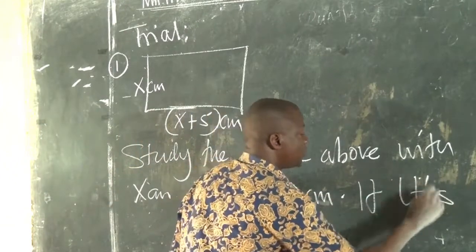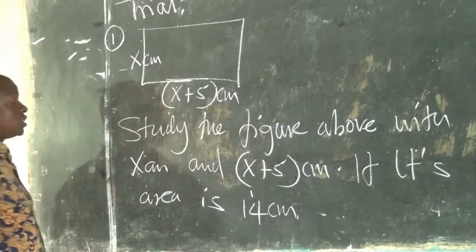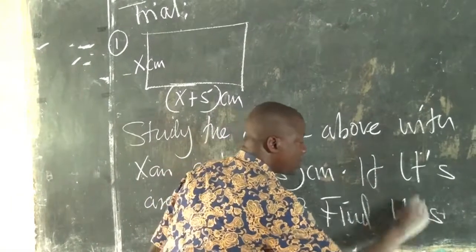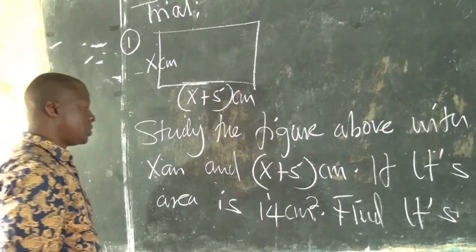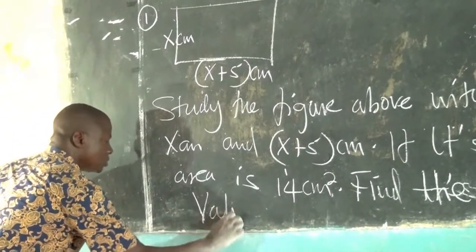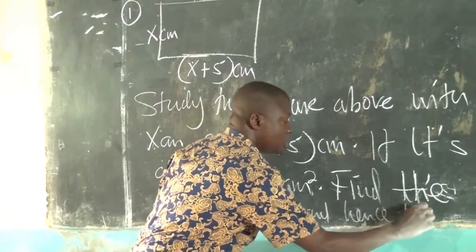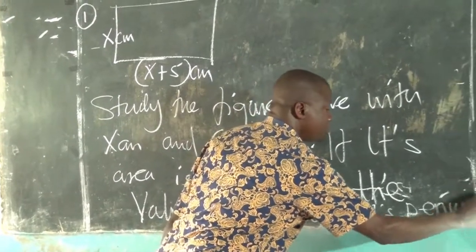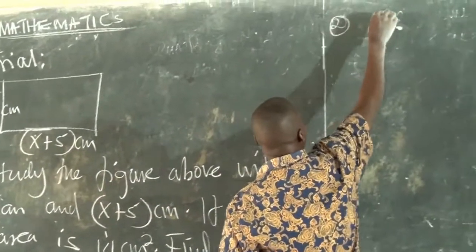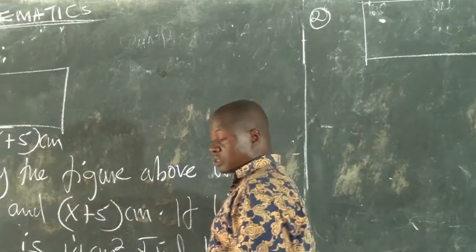If its area is 14 centimeters squared, find the value of x, and hence its perimeter. Try number 2.